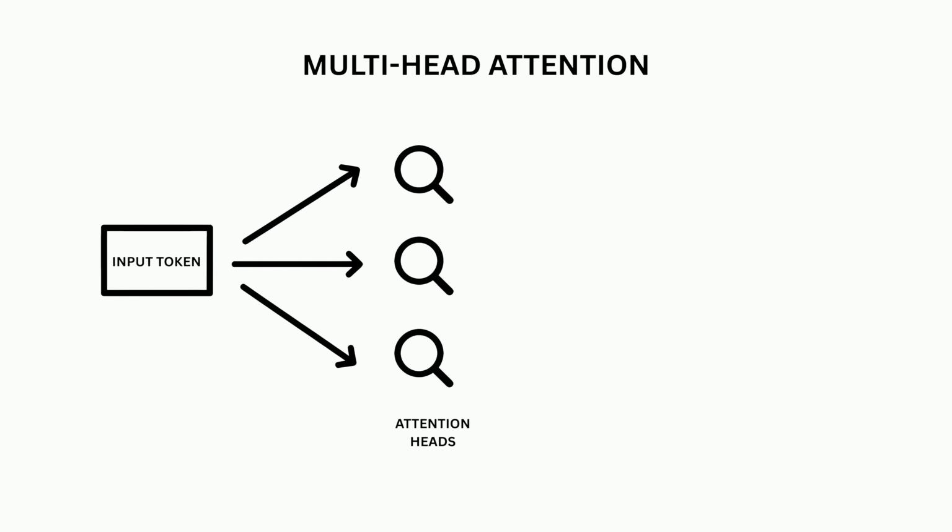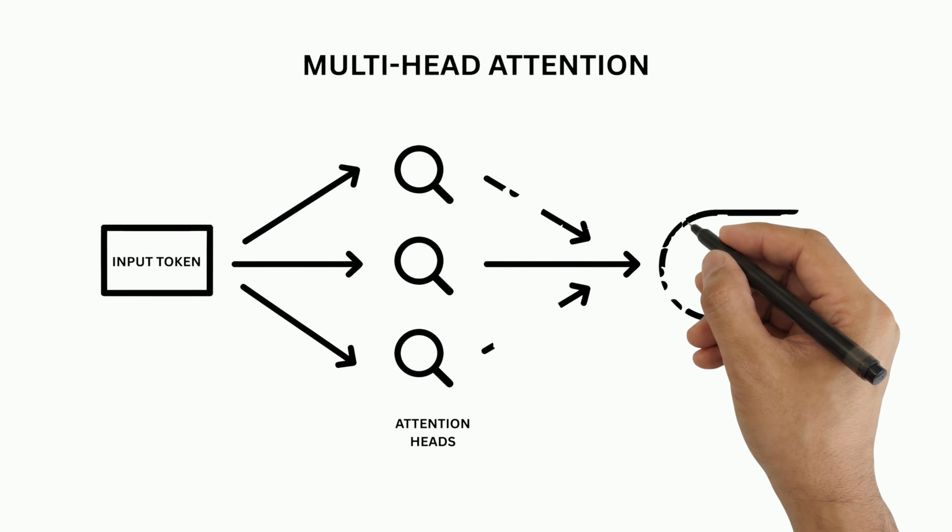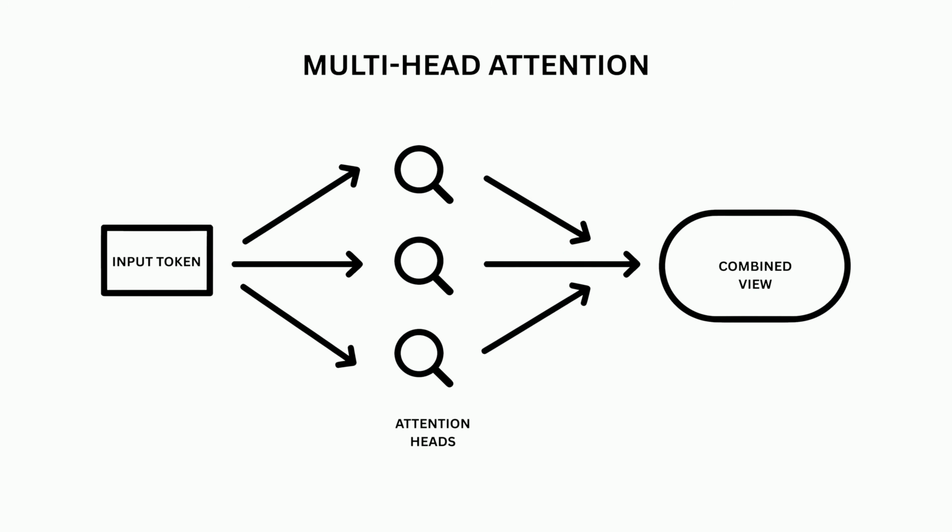One head might specialize in tracking which noun a pronoun refers to. Another might track which words modify which other words. All the heads run simultaneously, and their results are combined into one richer representation. This is called multi-head attention, and it's why a transformer can capture far more nuance than a single attention calculation ever could.